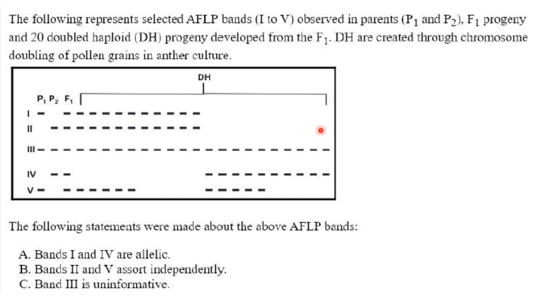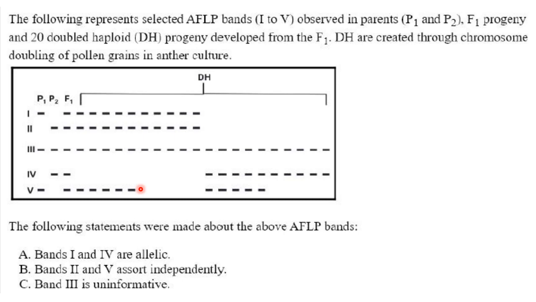If bands are not present in 1 and 5, then they are recombinants. So how many recombinants altogether? 1, 2, 3, 4, 5. So 10 recombinants, 10 parental. That is 50% parental, 50% recombinants.